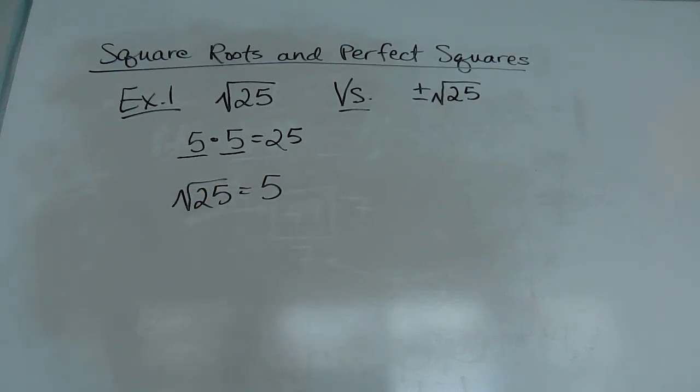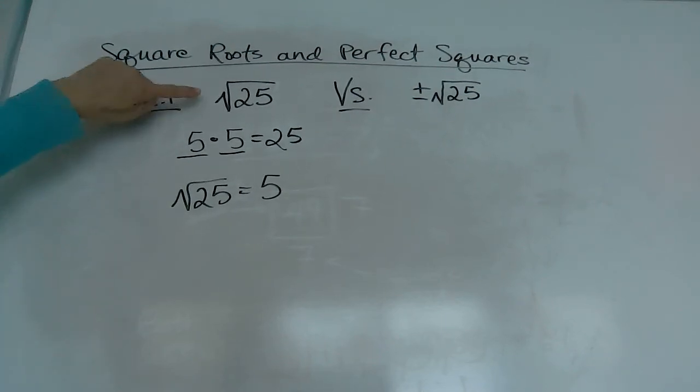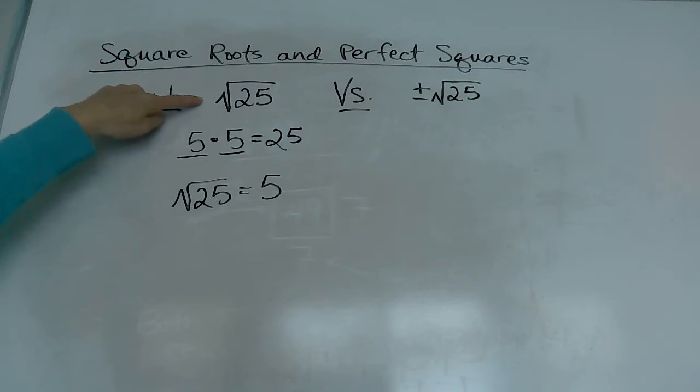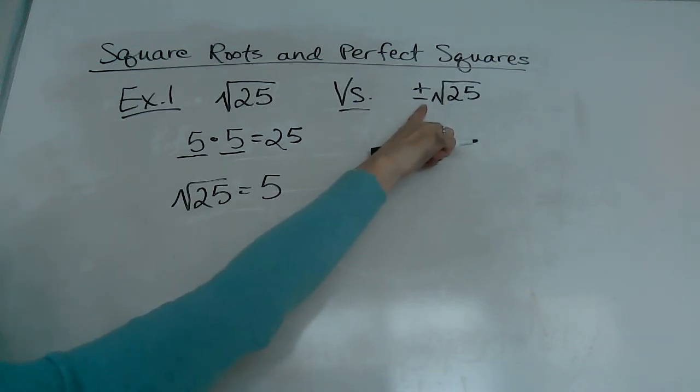And we only need to write positive 5. We don't need to write the negative because they asked for the principal root or the positive square root. They did not ask for the negative. If they wanted the negative, they would put the negative out front. If they want both answers, they will write this.